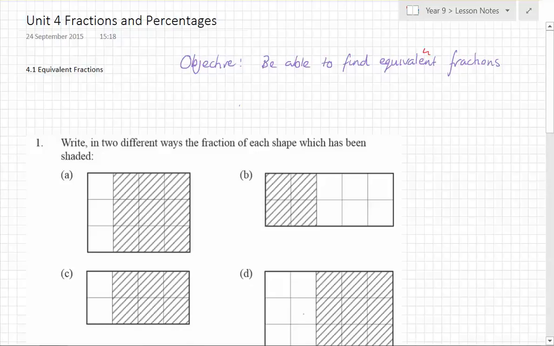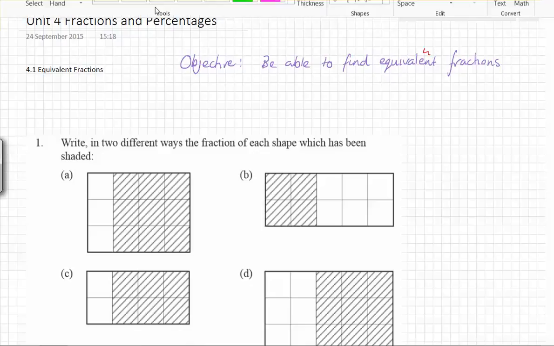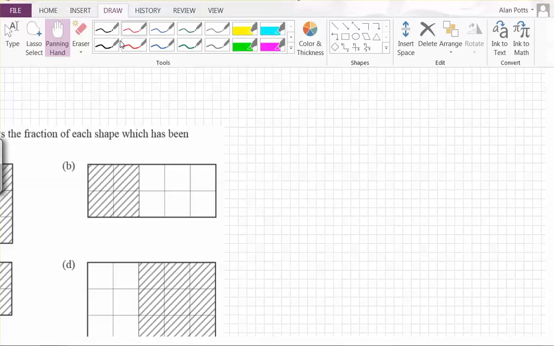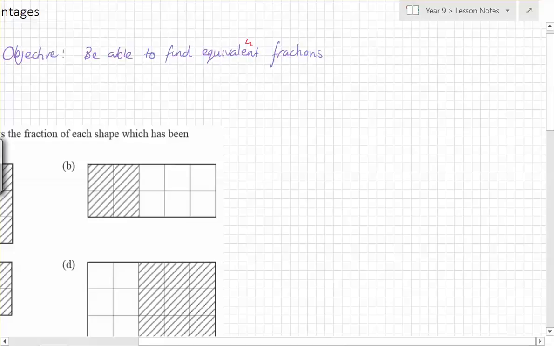So, what we need to be able to do is find equivalent fractions. Now, this is something we've done before. So, can you remember why we want to? Why would we want to find equivalent fractions is a question. To simplify stuff. What do you mean by that? So the fraction isn't as big. Okay, yeah, I'll go along with that.